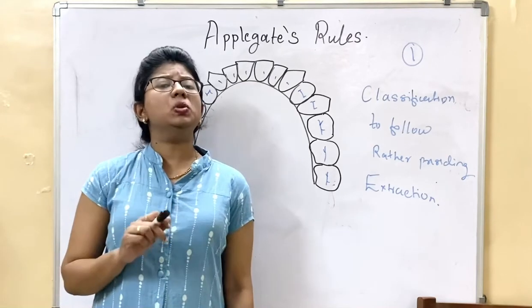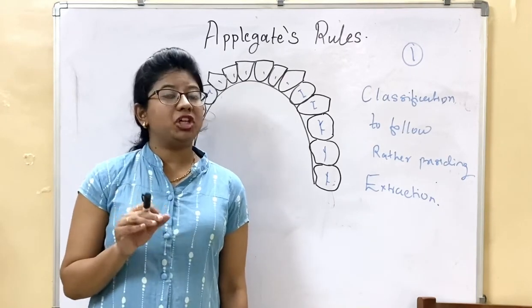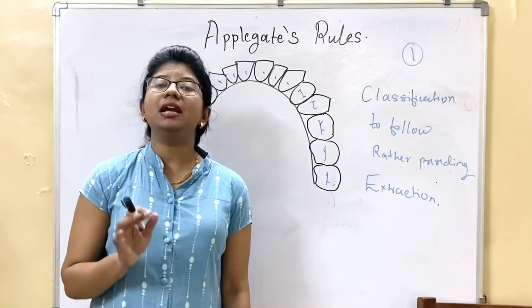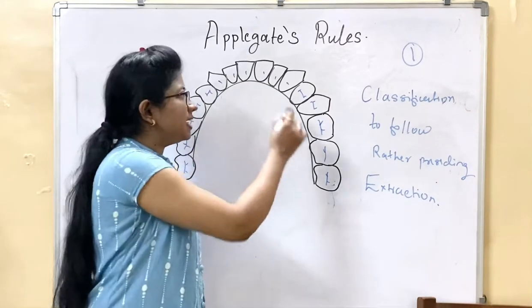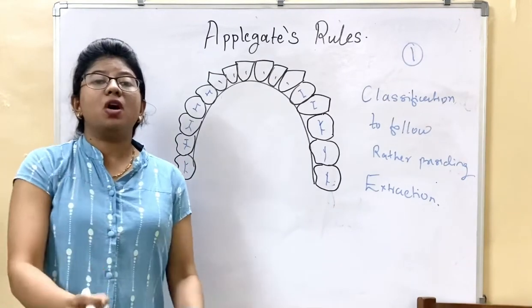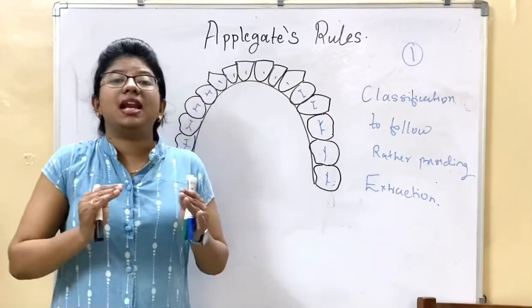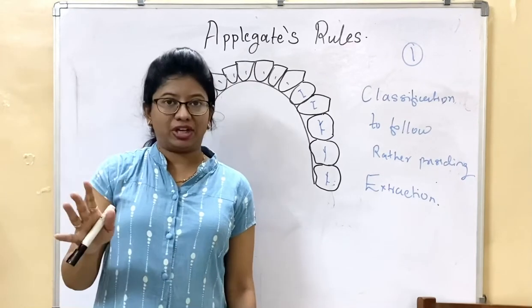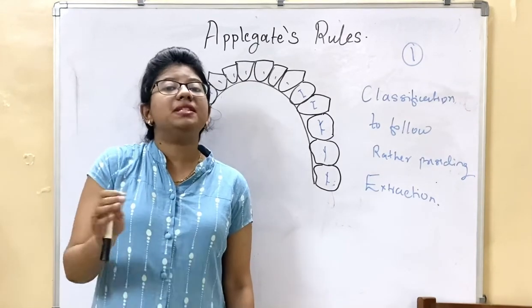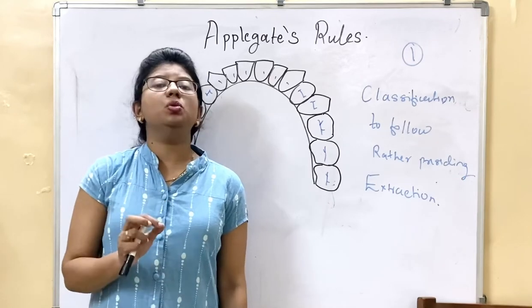So first rule says classification must follow rather than preceding extraction. So what do you mean by that? If you see a dental arch, you should first classify the arch before undergoing any type of extraction. It means you should not precede any extraction. That is rule number 1.